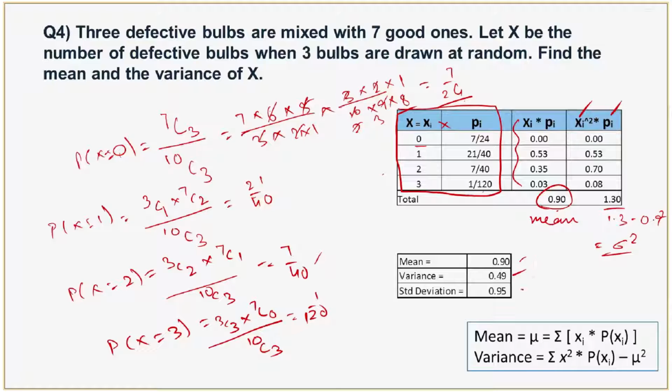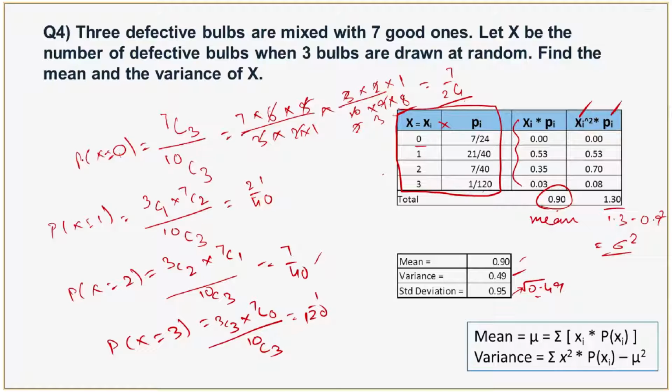Take the square root of 0.49, you get the standard deviation. Okay, so all you again needed to do was to arrive at this probability distribution table. And in case you have not understood what P of x equal to 0 is, what P of x equal to 1 is, let's go through them again.